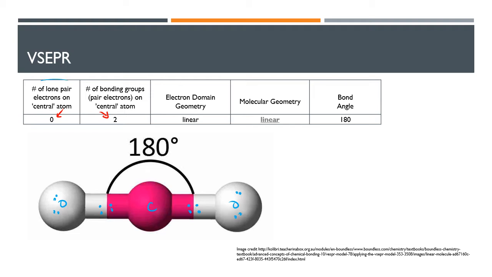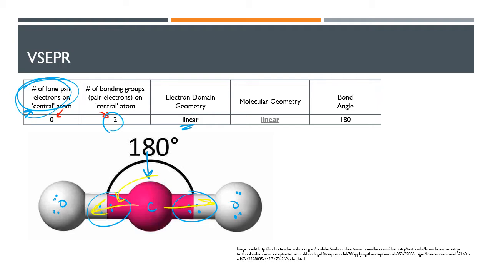I only care about the electrons on the central atom. Carbon here is our central atom. It has 2 groups of bonds. 1 group, 2 groups. Those groups are both double bonds, but there's only 2 groups of bonds. This molecule is going to be linear because the best way for these atoms to spread out and these electrons to repel each other as much as possible is to basically go in a line.